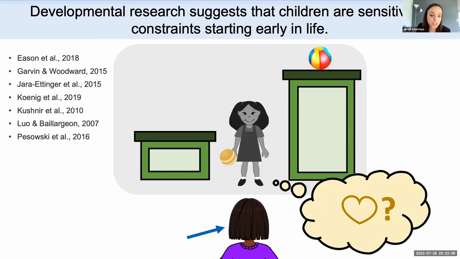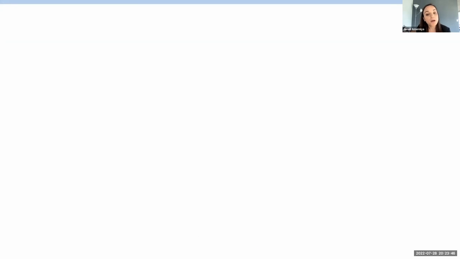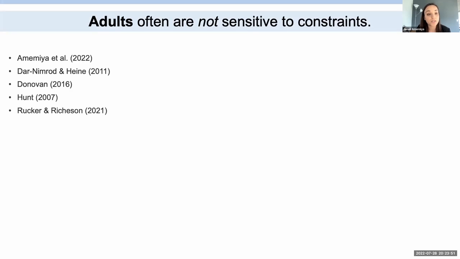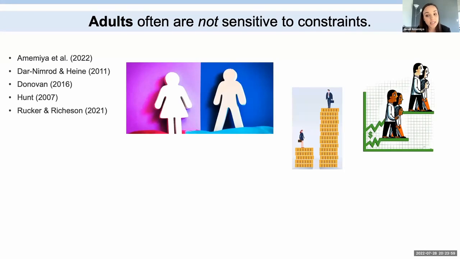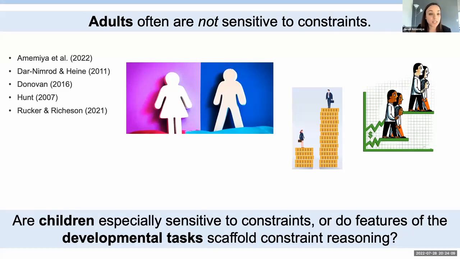For example, by 5 to 6 years of age, children refrain from inferring preferences even when observing just one single constrained action. But when considering constraint reasoning in adulthood, many scholars have written about how adults are often not sensitive to constraints when reasoning about the social world. For example, adults regularly appeal to intrinsic explanations for group differences and inequalities, despite societal constraints. So in the present study, we sought to answer the question, are children especially sensitive to constraints, or do features of the developmental task scaffold constraint reasoning?